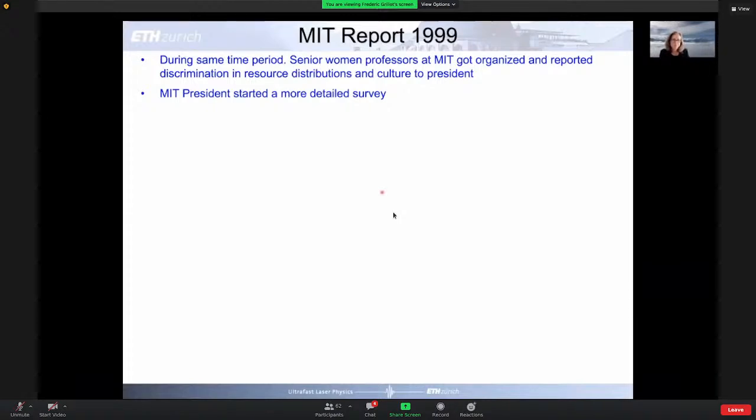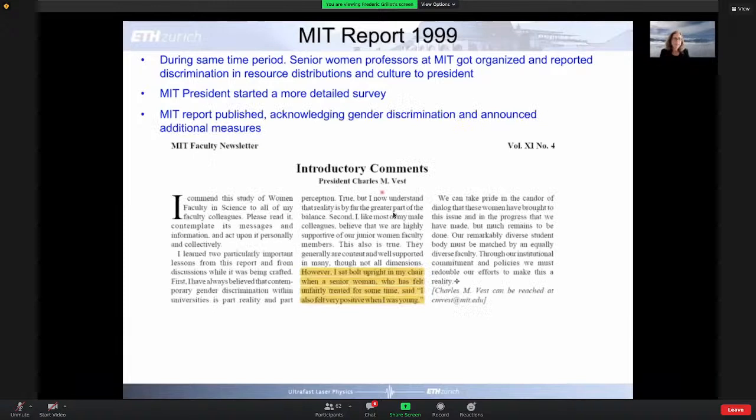There were senior women professors at MIT. They got organized and reported about discrimination in resource distribution and culture to the president. And the MIT president started a more detailed survey. At the end, an MIT report was published in 1999, acknowledging gender discrimination, and MIT announced additional measures. One sentence here really resonated with me, where the president said, "However, I sat bolt upright in my chair when a senior woman who has felt unfairly treated for some time said, I also felt very positive."